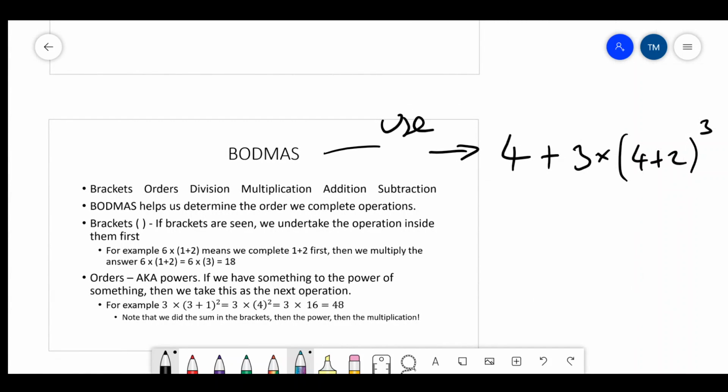So we use BODMAS to determine which things we do first. BODMAS tells you the order straight away. That's why we use this term BODMAS, and each letter corresponds to a different operation. The first one, B, is brackets. When we have brackets, it's the first operation that we do. If anything's inside a bracket, we do that first.